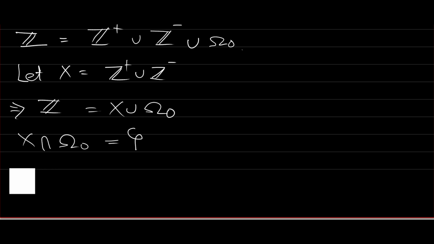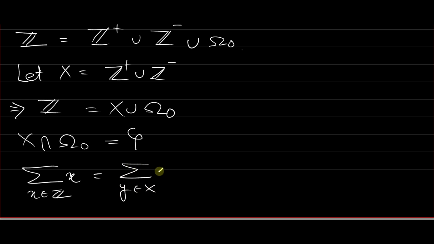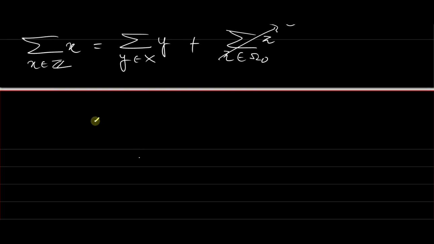So let's take the summation of both sides. Summation x belonging to Z, x is equal to summation y belonging to X, y, plus summation z belonging to omega naught, z. Now remember our first property that we had defined. This will just be 0. No doubt on that, right? Now since this is 0, there's no need to write it.